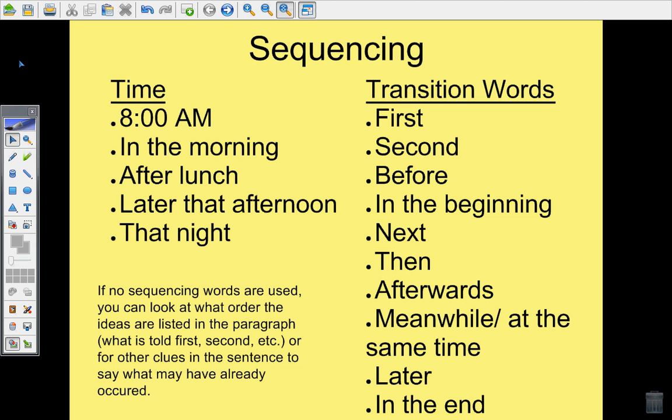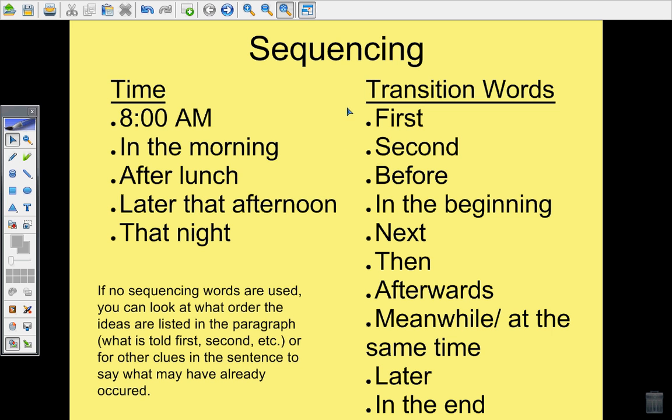There's lots of different ways that you can notice sequencing in a story. Sometimes authors will use time words, such as specific times like 8 a.m., or general times like in the morning. They might give you it based on some set period that we're all familiar with, like lunch, so after lunch, or later in the afternoon, or finally things like that night. These all give you a clue about when something happened in the sequencing.